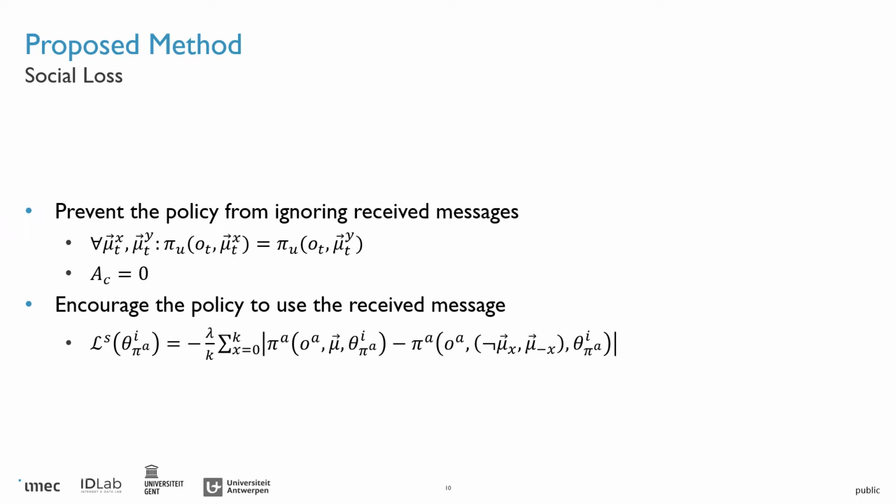This social loss function will encourage the policies to use the received messages. We do this by taking the absolute difference between the policy distributions when receiving a certain message and when receiving that message with a single bit flipped. It's also possible to use alternatives to the absolute difference like KL divergence, but we found in our experiments that the absolute difference was the best option.